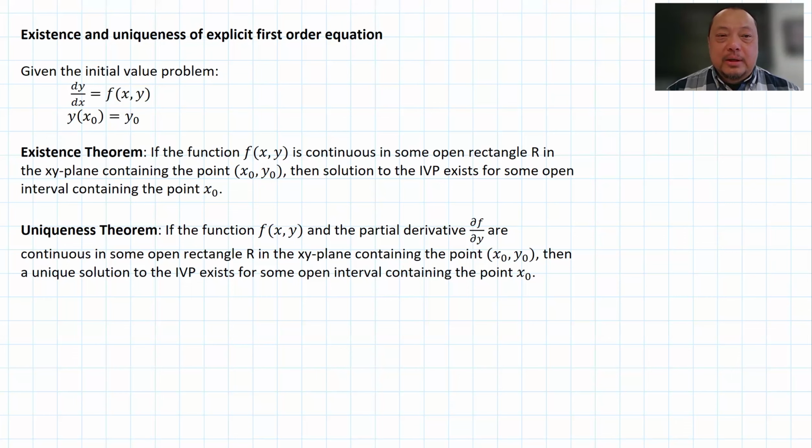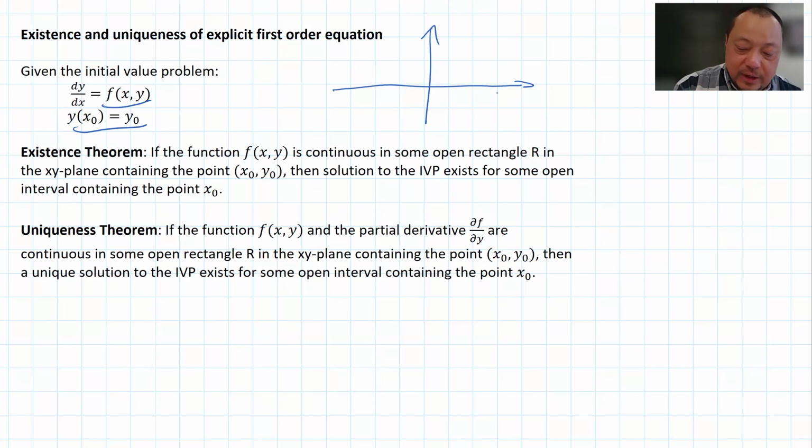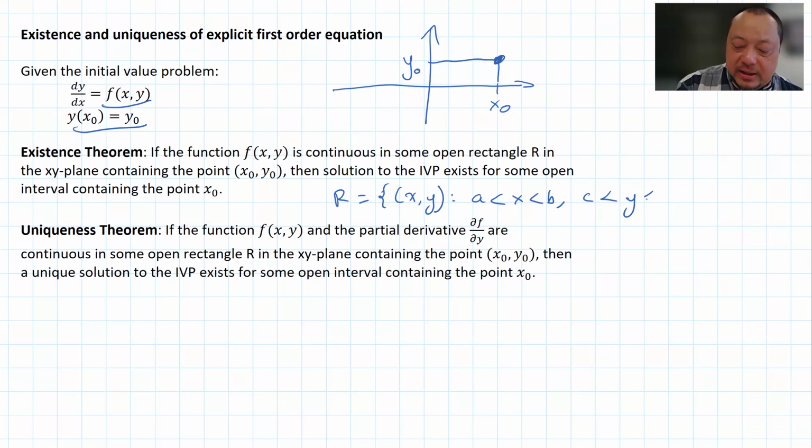The existence theorem says that if this function f is continuous around this point, then the solution exists near there. The concept of the open rectangle R is like this. If you have x naught here and y naught here, then that means that the solution curve, if it exists, would pass through that point. The open rectangle R is usually described like this: all the points x, y on the plane such that x is between some a and b and y is between some c and d.